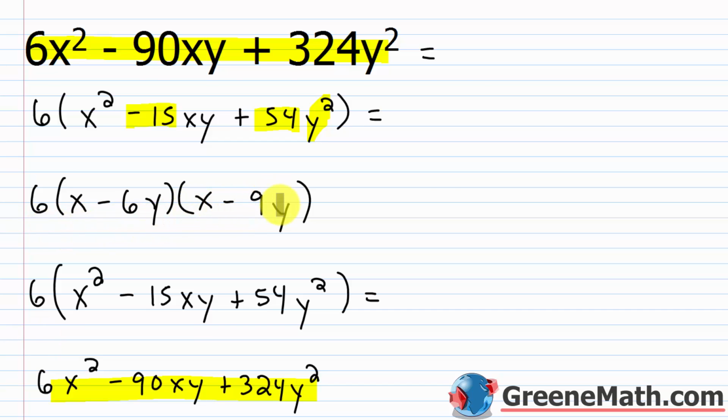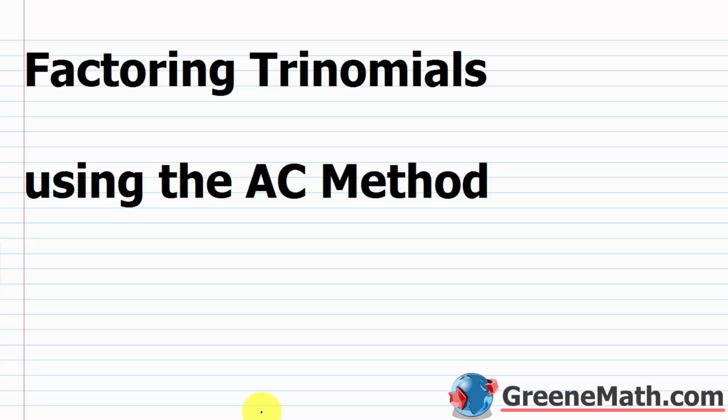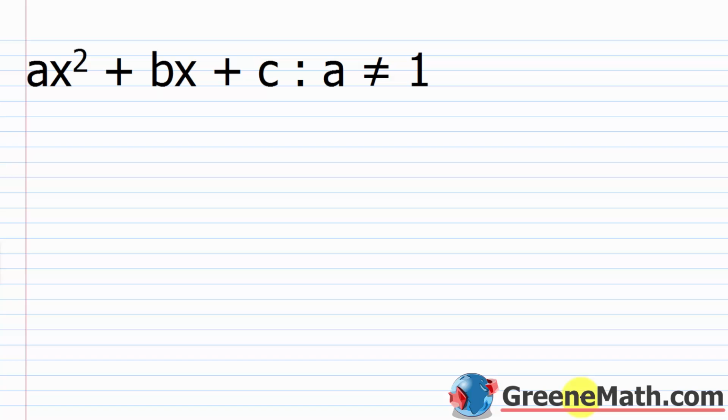In this lesson, we want to review factoring trinomials using the AC method. So in the last review session, we talked about the simplest case scenario for factoring a trinomial. That occurs when you have something like ax squared plus bx plus c, and a is equal to 1.